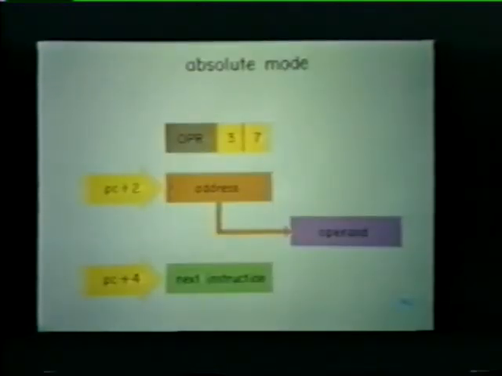The absolute mode was the second PC addressing mode that we covered. When this mode is used, an address is placed in the first location following the instruction. After the PC is updated to PC plus 2, it directs the processor to this address. The address is then used to retrieve the operand. Meanwhile, the PC is auto-incremented to PC plus 4. The value PC plus 4 is the address of the next instruction in our program.